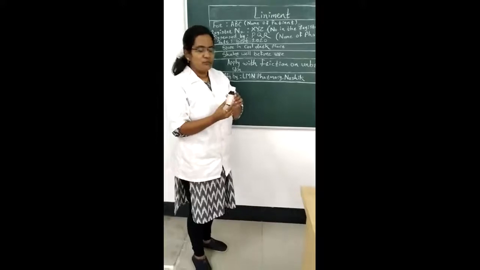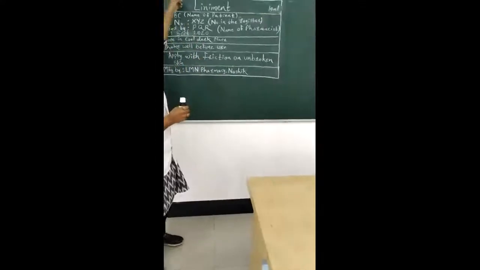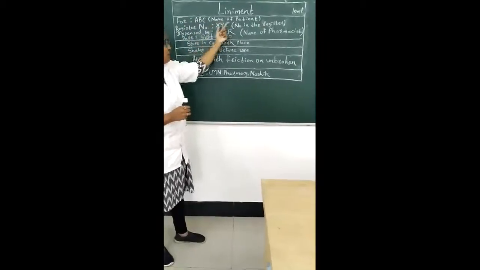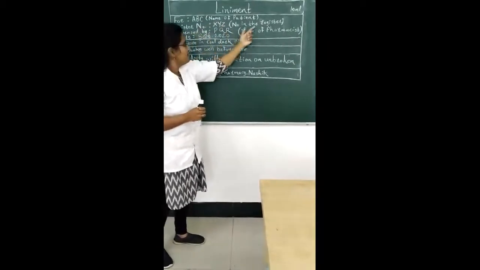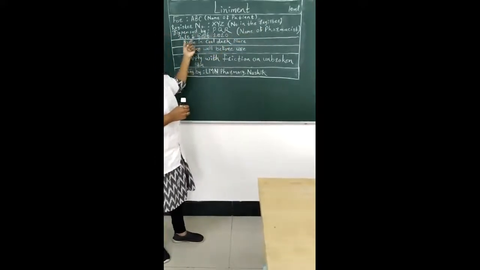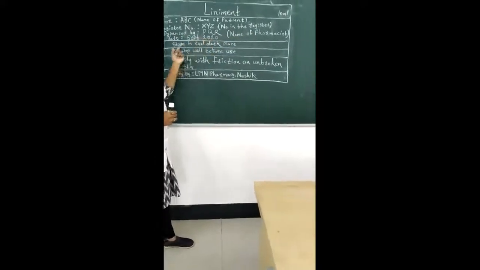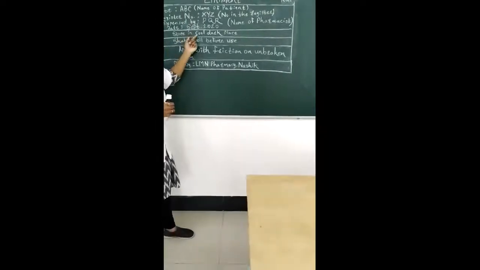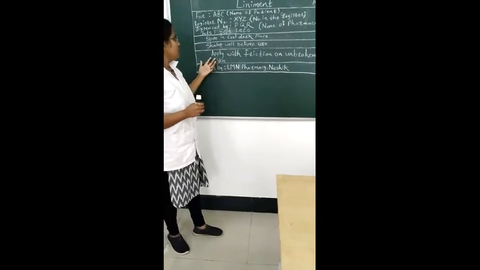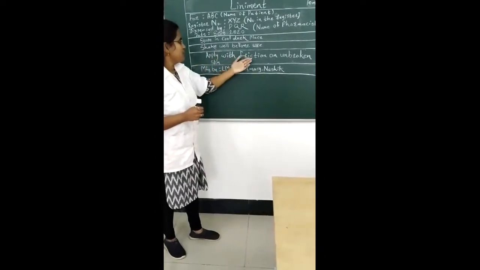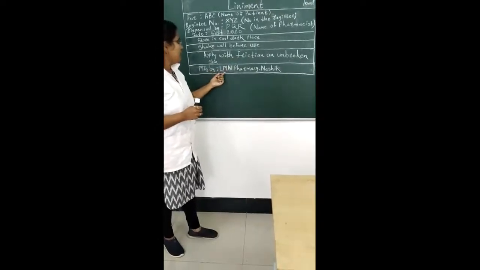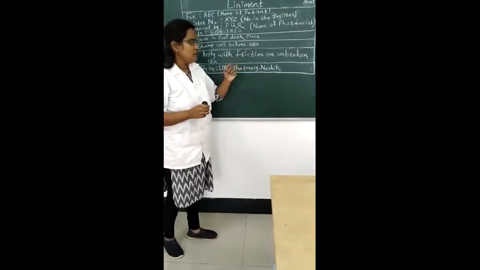So now let's move towards the labeling part. Labeling of the formulation, minimum 10 ml. For ABC, meaning the name of the patient; register number, that is the XYZ number given in the register; dispatched by PQR, meaning the name of the pharmacist. Manufacturing date September 2020. Storage condition: stored in a cool place. Shake well before use. One more direction for liniment is: apply with friction on unbroken skin. Manufactured by Element Pharmacy Nasik.